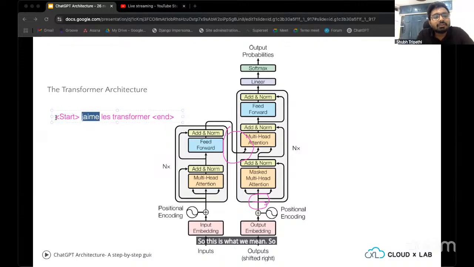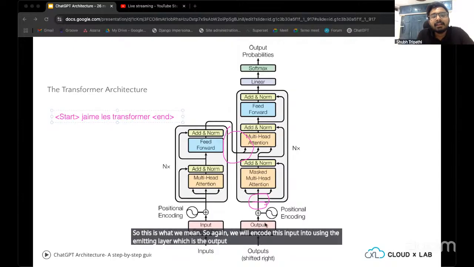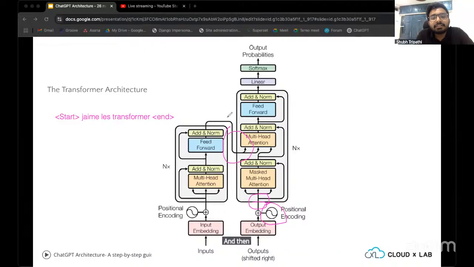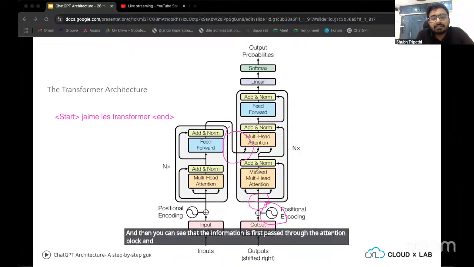Again, we will encode this input using the embedding layer, which is the output embedding, and then we will add the positional encoding again. Here you can see that the information is first passed through the attention block, the masked multi-head attention. What happens here is we pass the embeddings of start, Jaime, les, transformers to the masked multi-head attention.